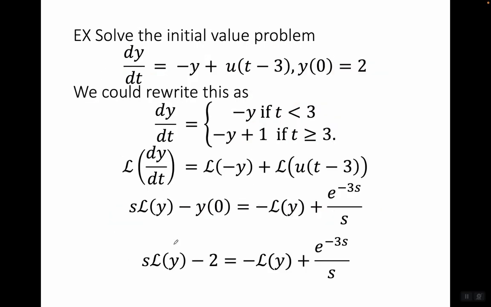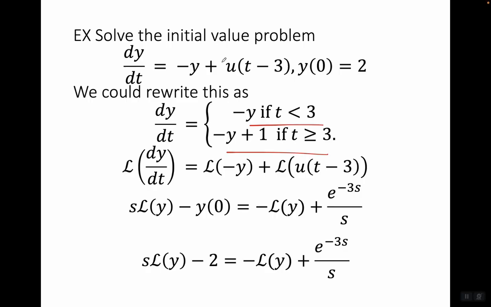Okay, let's do it. We're going to solve this initial value problem using Laplace transforms: dy/dt equals negative y plus u of t minus 3, y of 0 equals 2. We can rewrite this as dy/dt equals negative y for t less than 3, and negative y plus 1 if t is greater than or equal to 3.